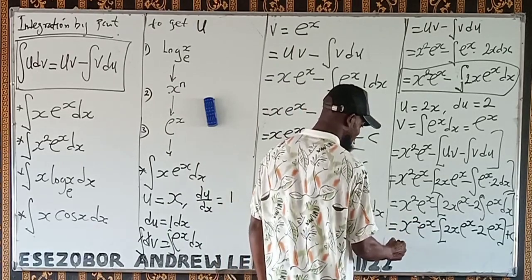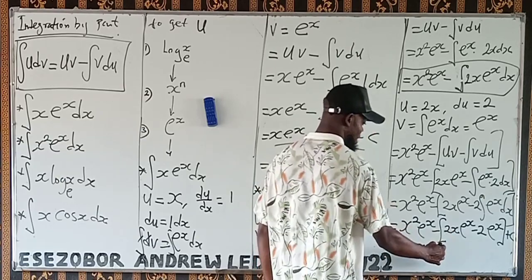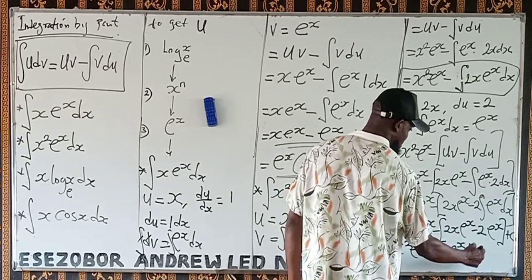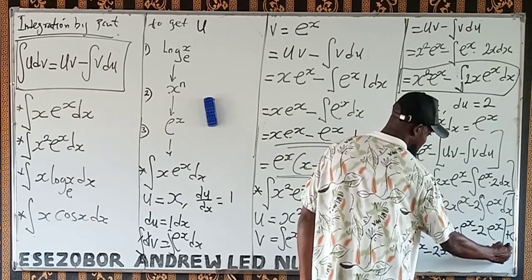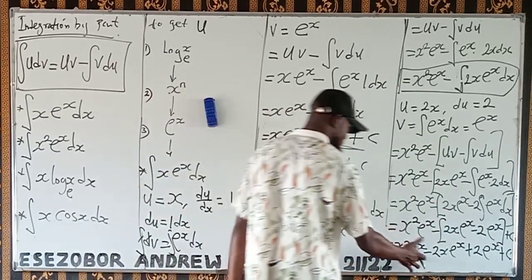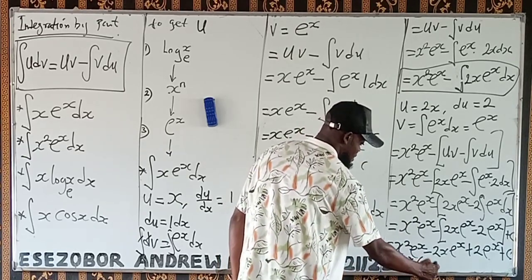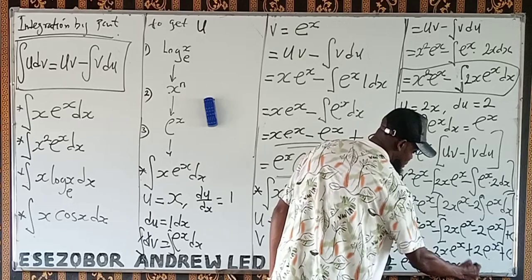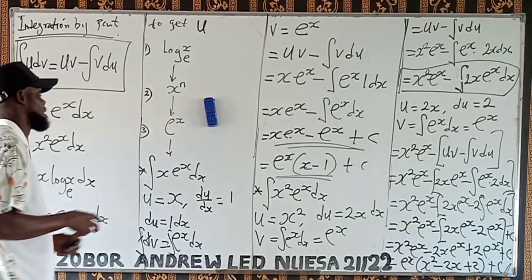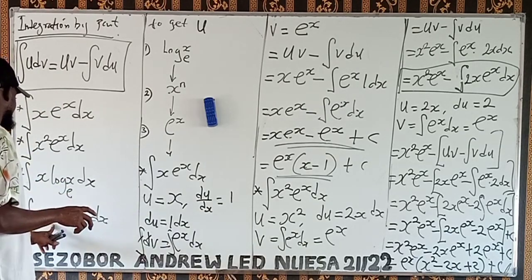So that's how it is done. So we put the bracket, we're going to have x squared exponential x minus times this, minus 2x exponential x, minus this one times this, minus times plus 2 exponential x, plus c. So that will be the answer to the question. Or you can say, we have exponential x everywhere. You can bring out that exponential x, that will be x squared minus 2x plus 2, plus c. So we're going to have that as your answer.